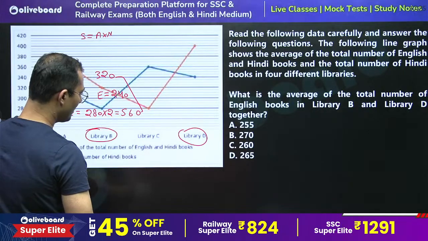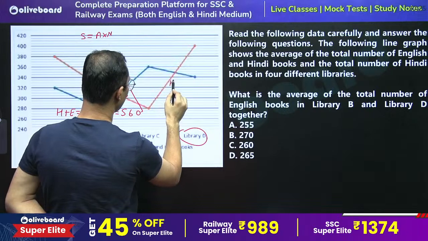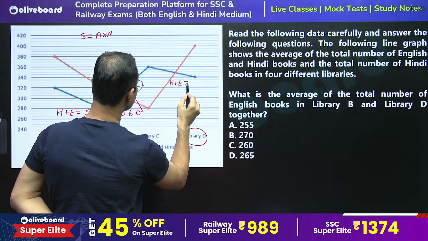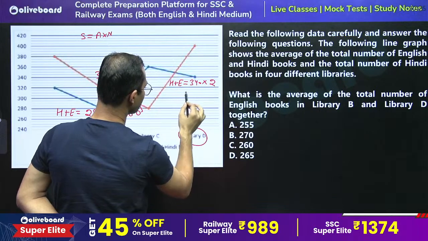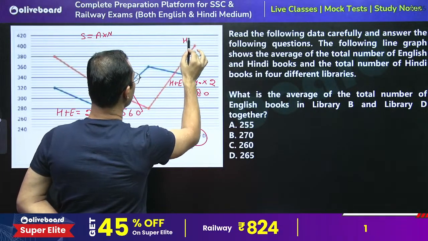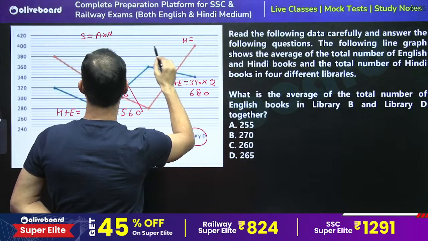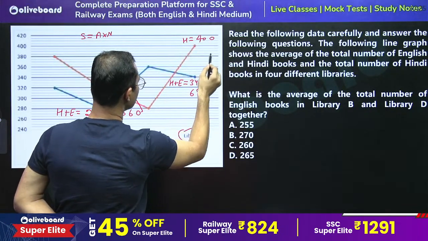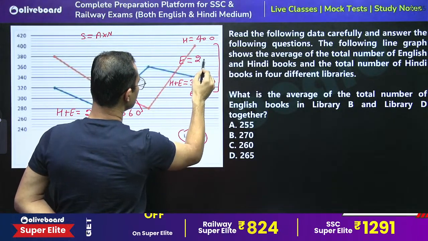No problem. So if I talk about library D, the total books Hindi plus English is going to be 340 into 2, right? So it is going to be 680, right? But Hindi books are how much? Hindi books are just 400, right? So the English books are the difference of this, that is 280, right?